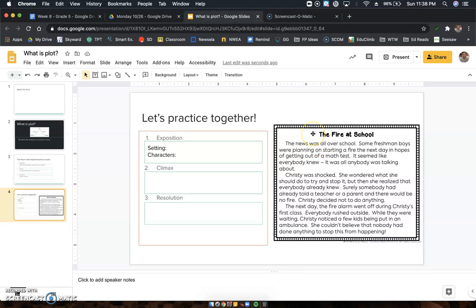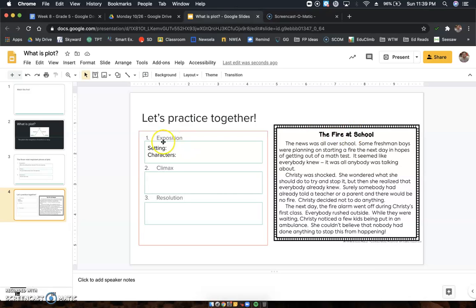The news was all over school. Some freshman boys were planning on starting a fire the next day in hopes of getting out of a math test. It seemed like everybody knew. It was all anybody was talking about. Christy was shocked. She wondered what she should do to try and stop it. But then she realized that everybody already knew. Surely somebody had already told a teacher or a parent, and there would be no fire. Christy decided not to do anything. The next day, the fire alarm went off during Christy's first class. Everybody rushed outside. While they were waiting, Christy noticed a few kids being put in an ambulance. She couldn't believe that nobody had done anything to stop this from happening.